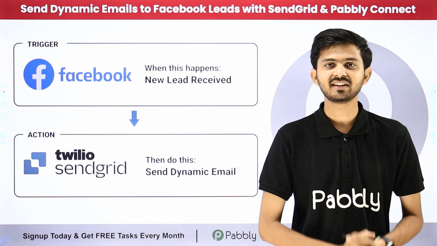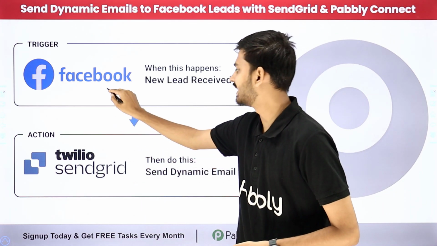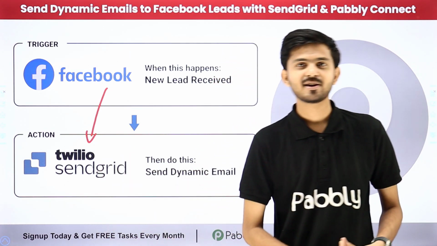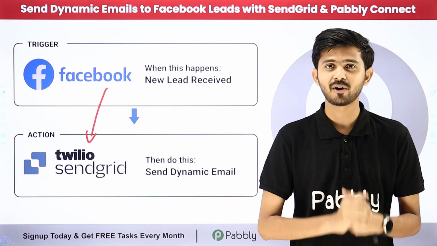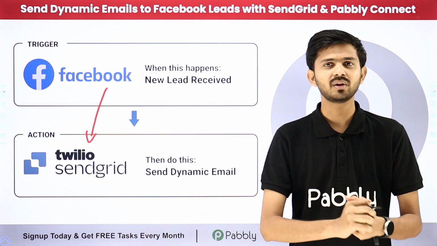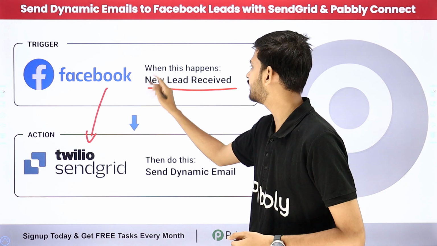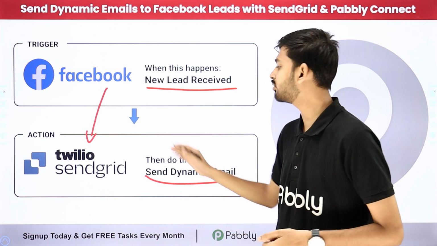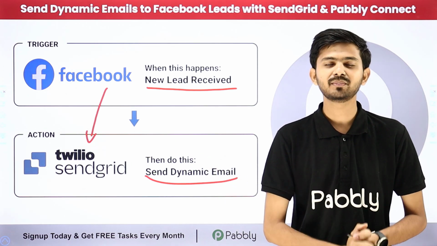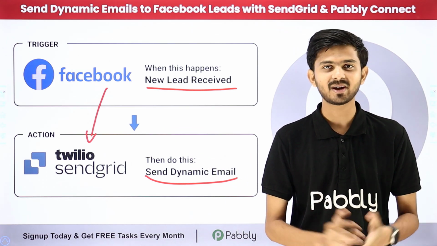So here for my objective, I have to build a connection between Facebook lead ads and SendGrid. So for building this connection, I'm going to use Pabbly Connect, which is an amazing software for automation and integration. Now with Pabbly Connect, as I'm going to receive a new lead from Facebook lead ads, then automatically I'm going to send a dynamic email by using SendGrid. So how I'm going to build this connection? For that, let me take you to my computer screen.